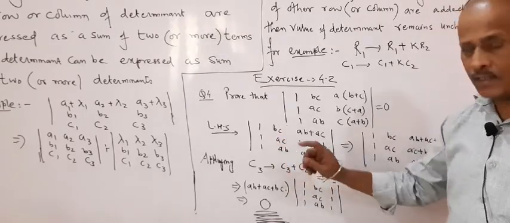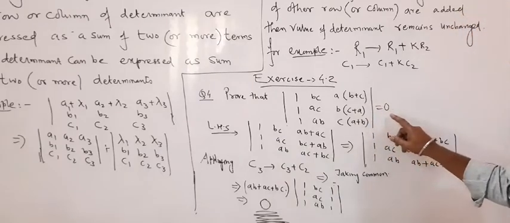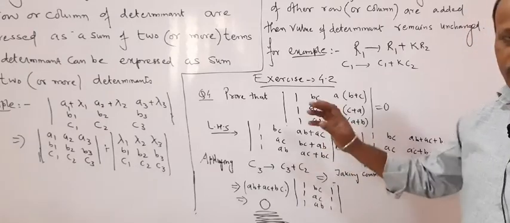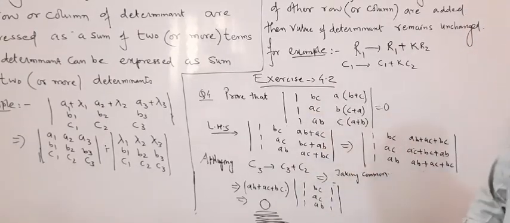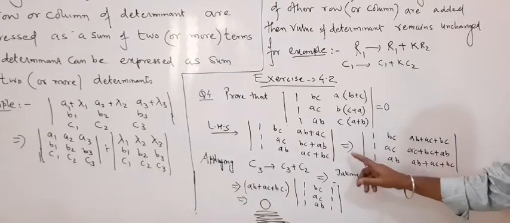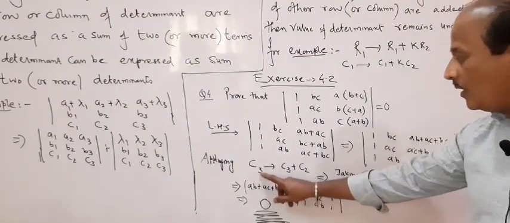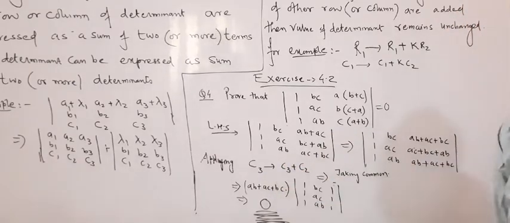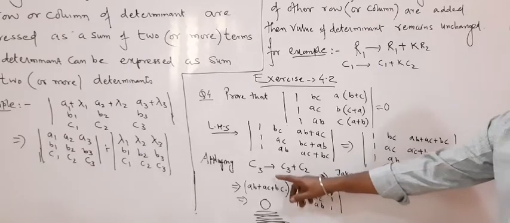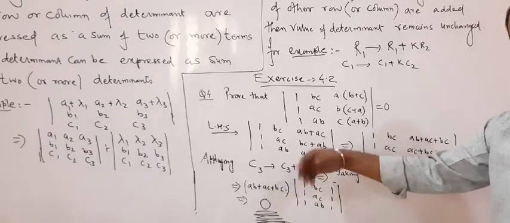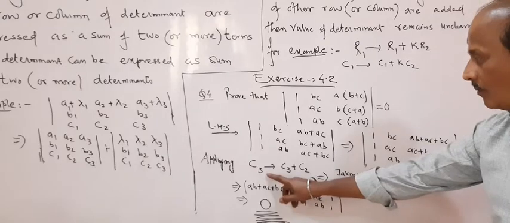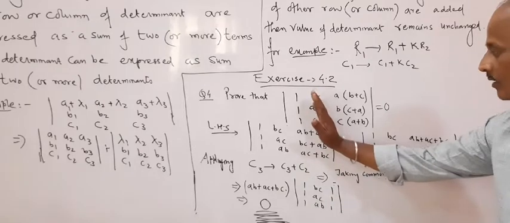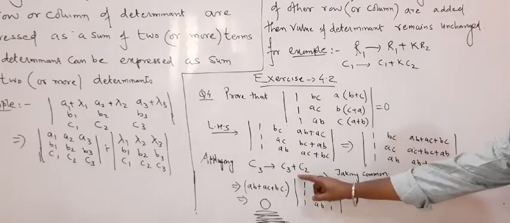Now the second step. Since I am supposed to prove it equal to 0, I will try to make the elements of two rows or columns identical. So see the important step. That important step is that column 3 is replaced by column 3 plus column 2. You will have to write this, otherwise half marks will be deducted. If you do it directly, you will not get complete marks in theoretical questions. I am adding column 2 to column 3. This you will have to write.